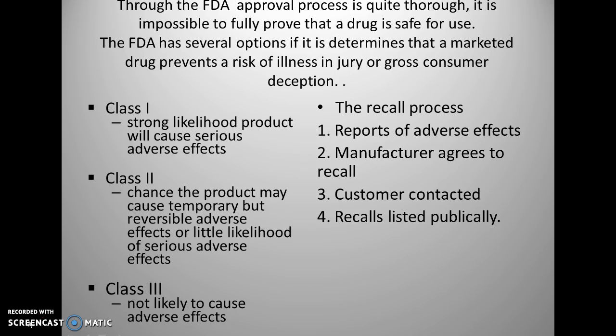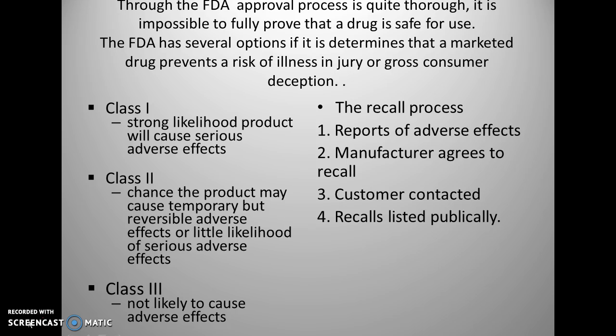Another thing that should be noted is the FDA has several options if it determines that a marketed drug presents a risk of illness, injury, or gross consumer deception. So they do this by seeking an injunction that prevents the manufacturer from distributing the drug. It may seize the drug, or it may issue a recall of the drug or a certain lot of the drug. So this is under the discretion of the Federal Food and Drug Administration.